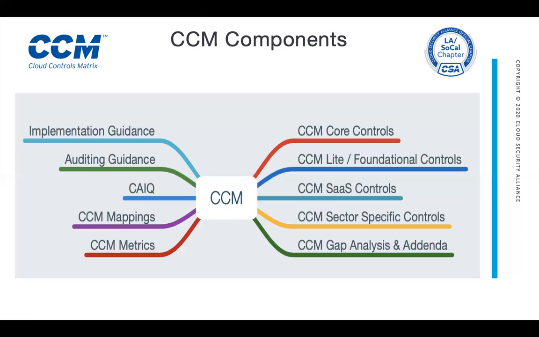Then there is the CCM metrics. This is an activity run by a dedicated working group within CSA. This aims to develop metrics per system control, which are then to be used under the umbrella of CSA STAR level 3, a program which is about continuous auditing, and this is also work under development.